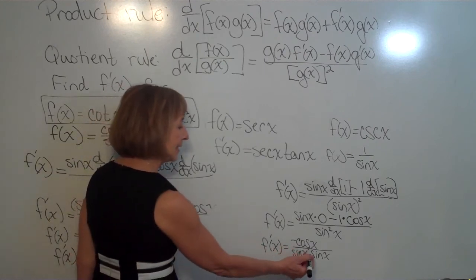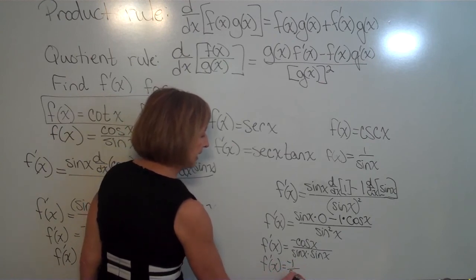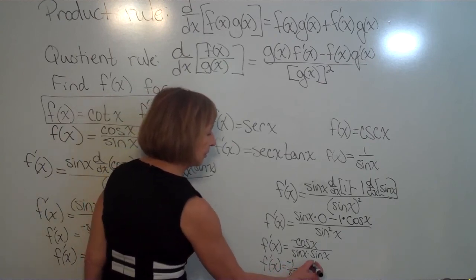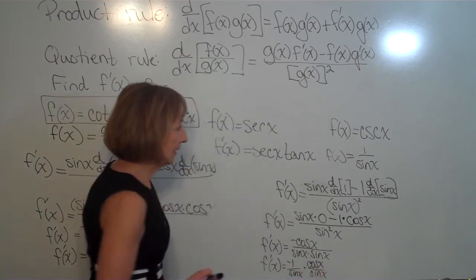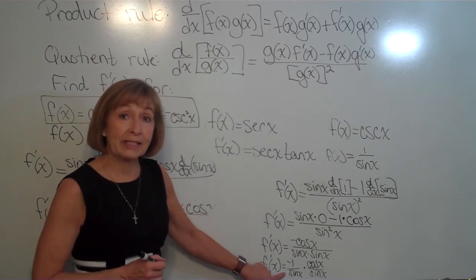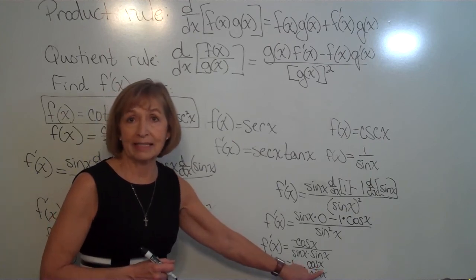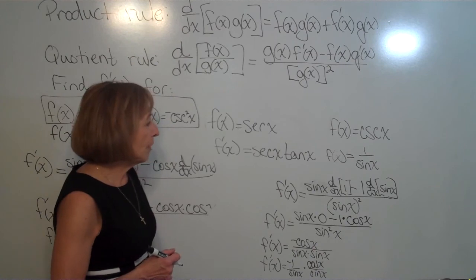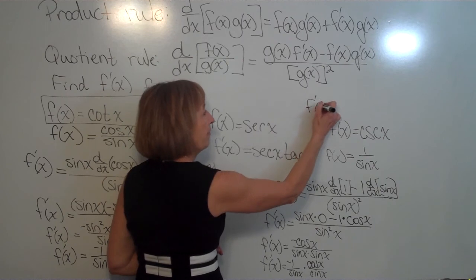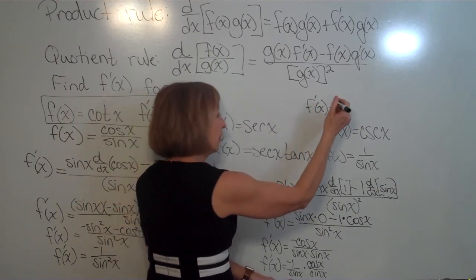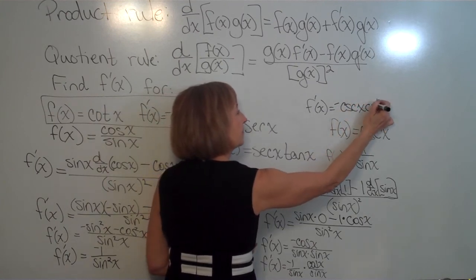Now when we look at that as a product, I can think of that f prime of x as negative 1 over sine x times cosine of x over sine x. And that gives me, well, negative 1 over sine x is negative cosecant x, and cosine x over sine x is cotangent x. So my derivative for cosecant x is f prime of x is equal to negative cosecant x cotangent x.